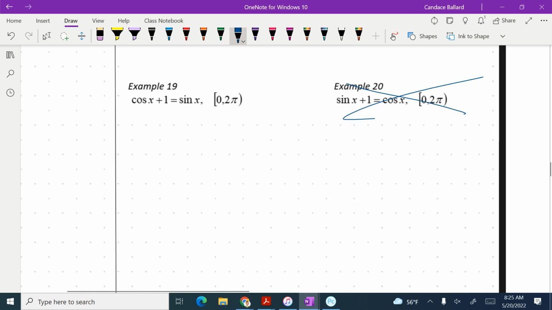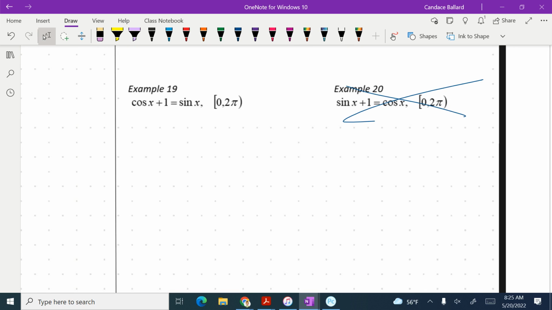All right. Looking at example 19, we've got cosine x plus 1 equals sine x. We're still on the domain 0 to 2 pi. The tricky thing about this one is there's not a whole lot I can do with it to replace sine and cosine. One thing I know I can replace is when I square stuff. So I'm going to square both sides. That's the technique I'm going to use to start it.